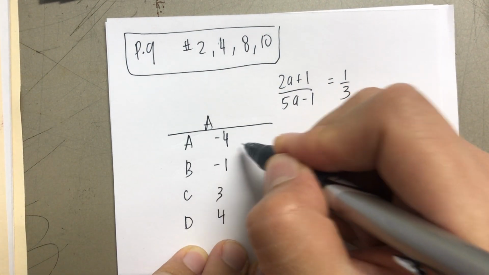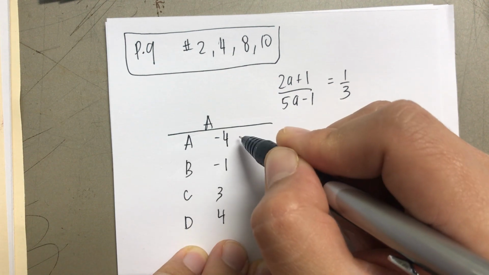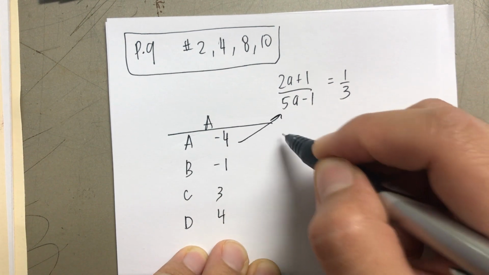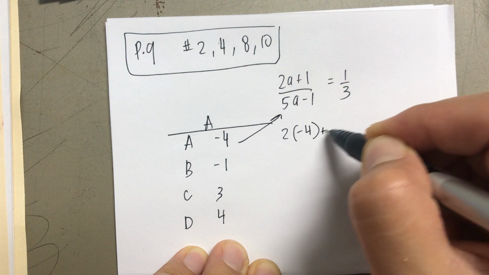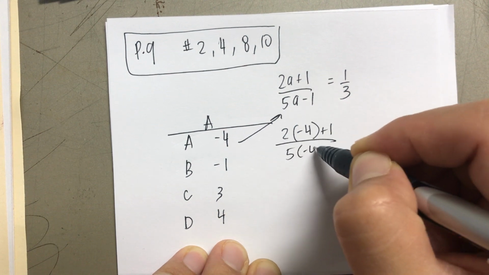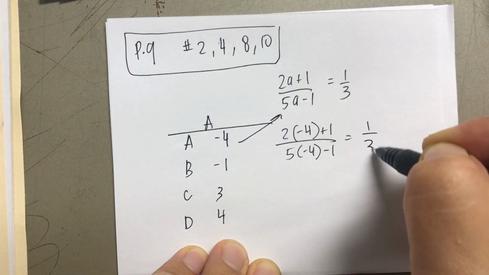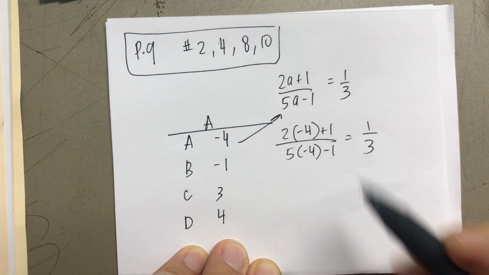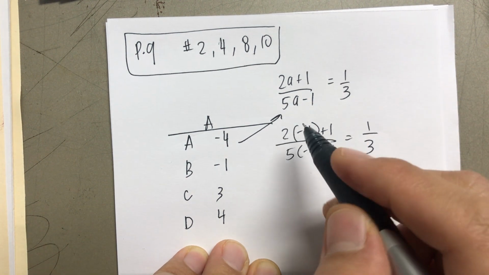I'm going to go straight to the answer. You should start off with A in this case anyway. You plug it in. 2 times -4 plus 1 over 5 times -4 minus 1, and it should equal 1/3. That's when you'll know it's the answer. This is a no calculator section.